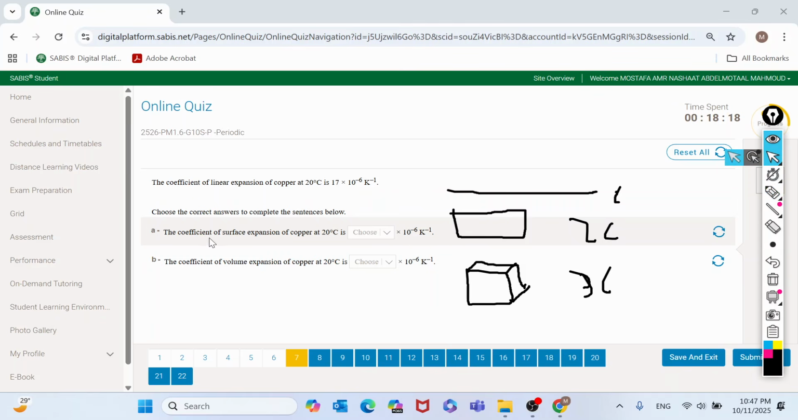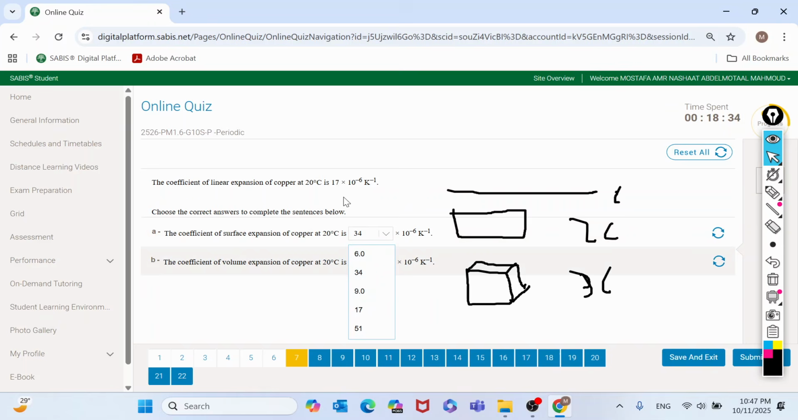So 17, it's a surface area, so it's the linear expansion times 2. So 17 times 2 is 34. The coefficient of volume expansion would be the linear expansion times 3. So it's going to be 51.